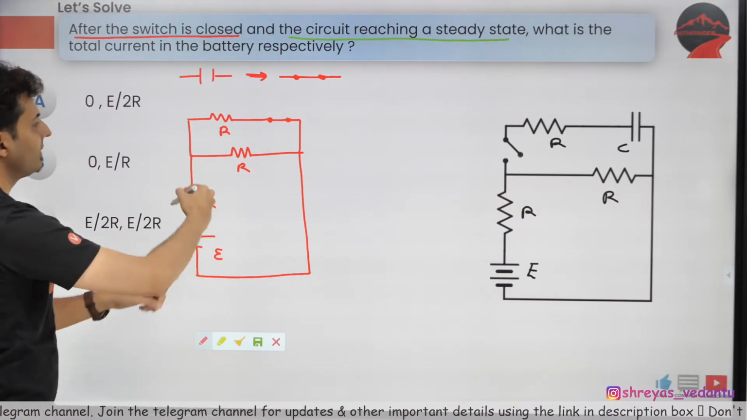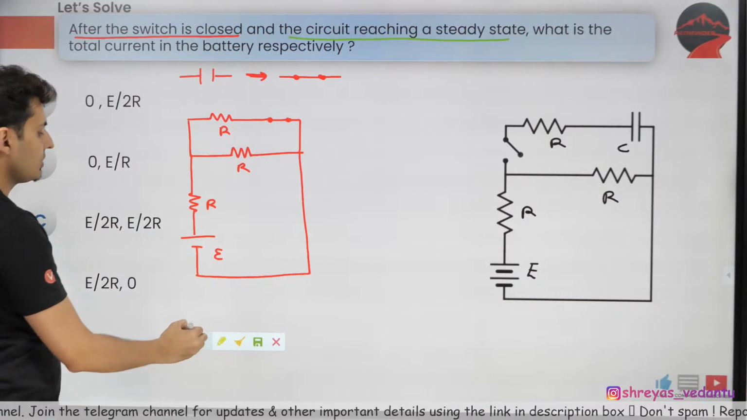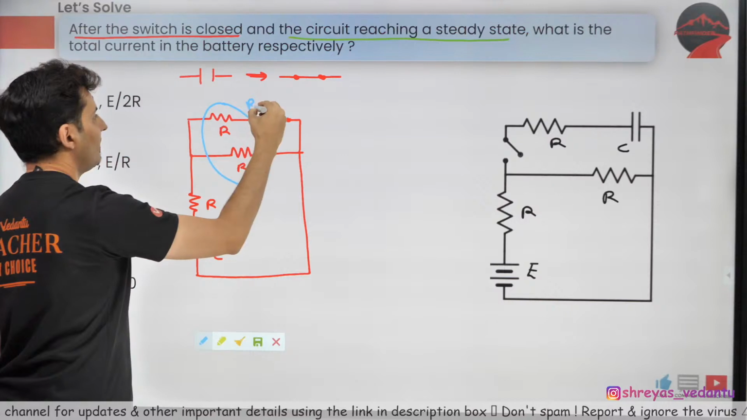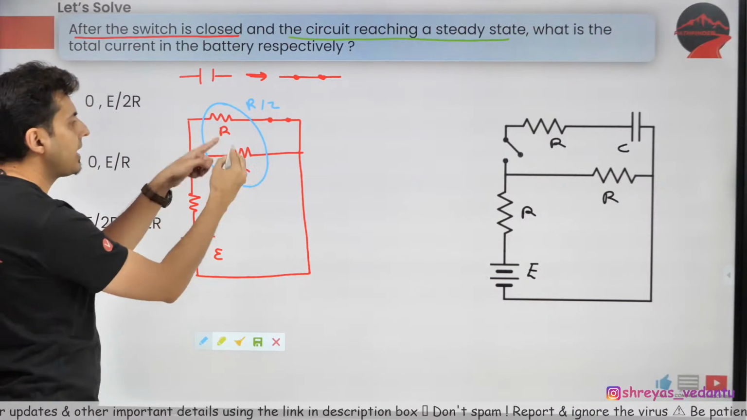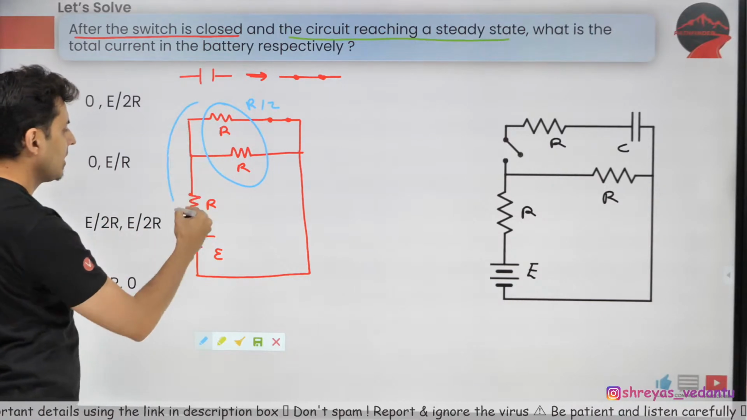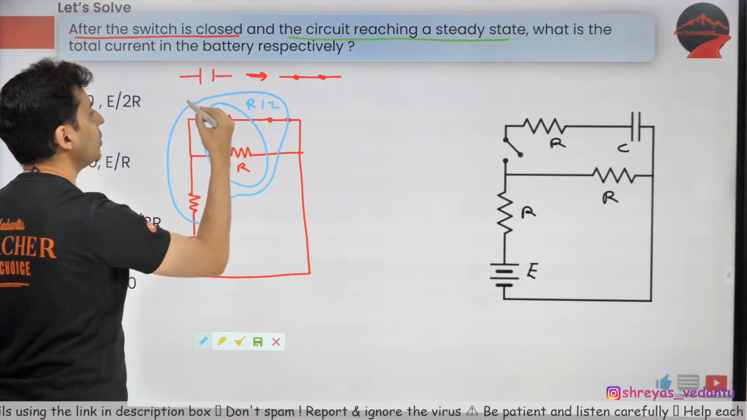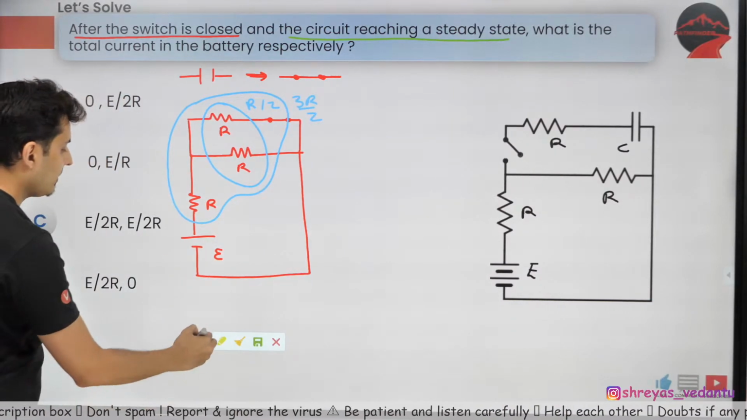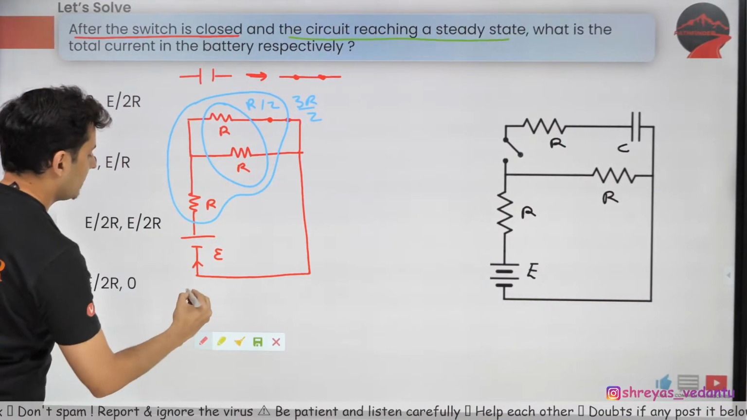Now what is the effective resistance, guys? Come on, let's do this. These two are in parallel, so effective will be R by 2. R and R in parallel, R by 2. R by 2 and R, think about it. R and R by 2, what will it be? 3R by 2. Correct?